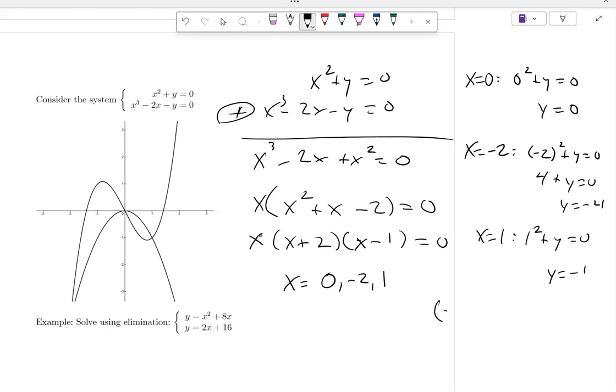So you should get 3 solutions here. You've got 0, 0, negative 2, negative 4, and 1, negative 1. Like I said, it was cut off down here. If it goes a little bit farther, you would see that they would cross down here at negative 4. But I see the crossing point there and the crossing point there. Everyone okay? Work on the next one for a minute, and then we'll chat about it.